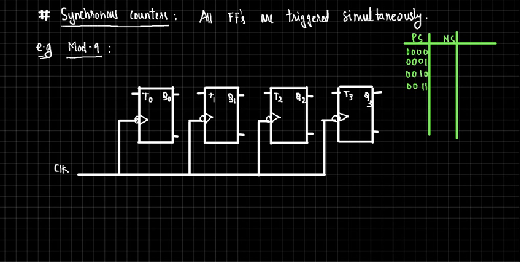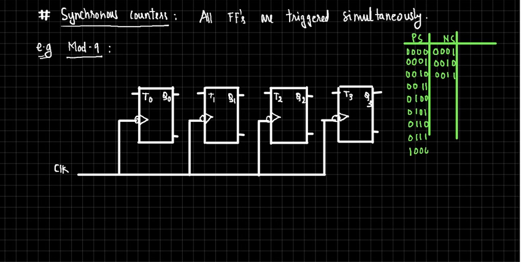It is mod 9, right? What should come after 0? 1 should come, right? So the next state should be 1. And so on, it will be incremented by 1. 0, 0, 0, 1, and so on. This is 5, 6, 7.